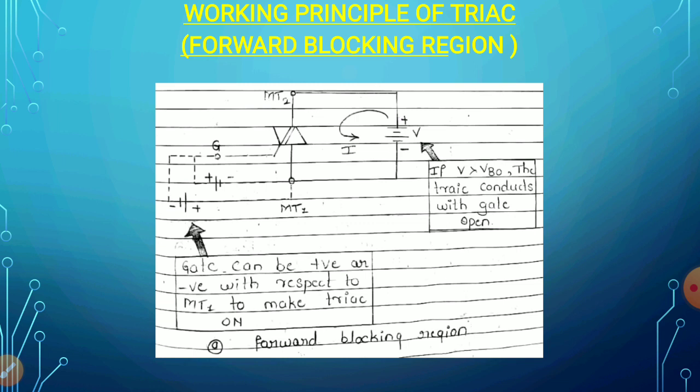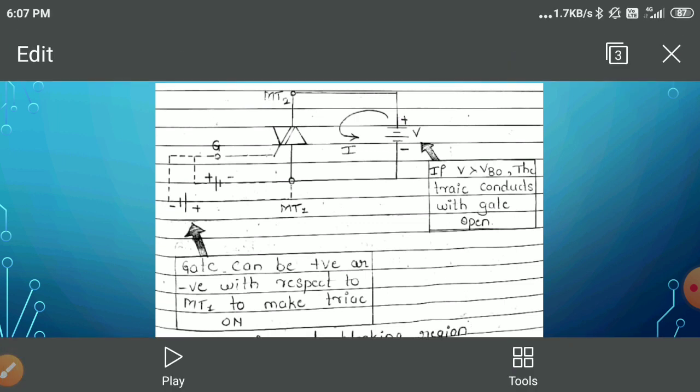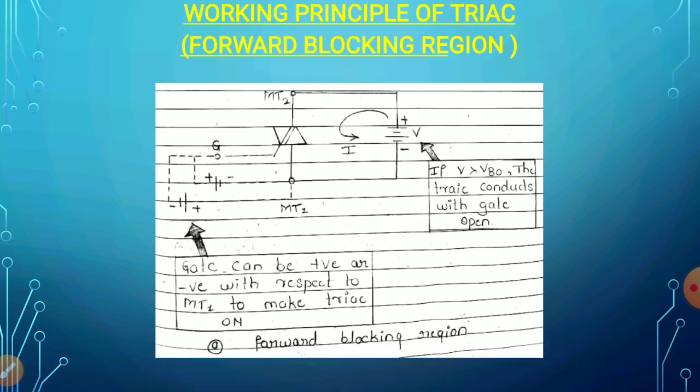When the gate is kept open and main terminal 2 is made positive with respect to main terminal 1, again initially when the applied positive voltage across MT2 is less than the VBO, the breakover voltage, the current flowing through the TRIAC is very small, which I call the leakage current. As you go on increasing the applied voltage, when the voltage across MT2 reaches a certain level called the breakover voltage, the TRIAC starts conducting and the current through the TRIAC goes on increasing. As the current increases, the applied voltage goes on decreasing. So this is when I apply the forward voltage.